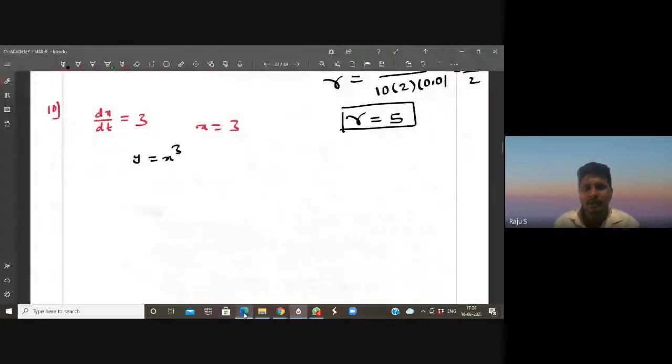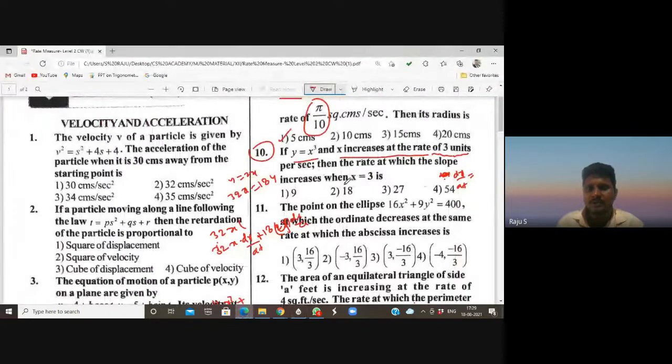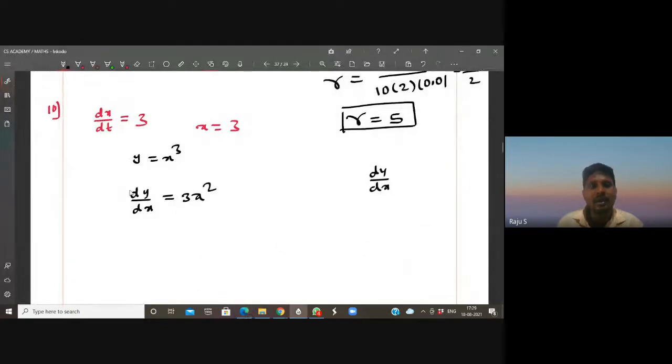Okay, x cube. Students, can anyone tell what the slope is? Slope is given by dy by dx. Am I right? dy by dx is equal to what, students? 3x square. See, here they are asking about the slope. The slope increases when x is equal to 3. Now we have to find the rate of change of the slope. What shall we do? We have to differentiate with respect to t.